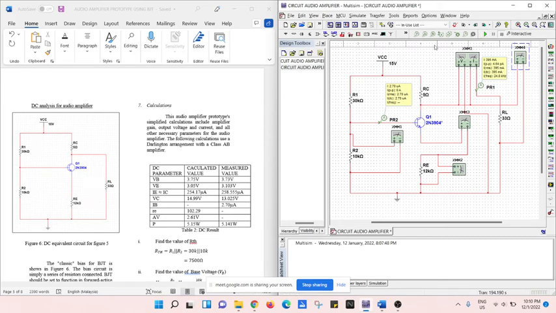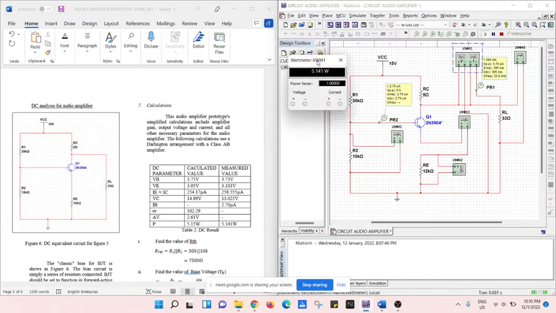Okay, this is the DC equivalent circuit. This is a circuit that we constructed for an audio amplifier using a BJT. I am using a 15 volt VCC, 5 ohm resistor and a BJT, bipolar junction transistor. I will run this simulation. So the power that we get from this circuit is 5.141 watt.